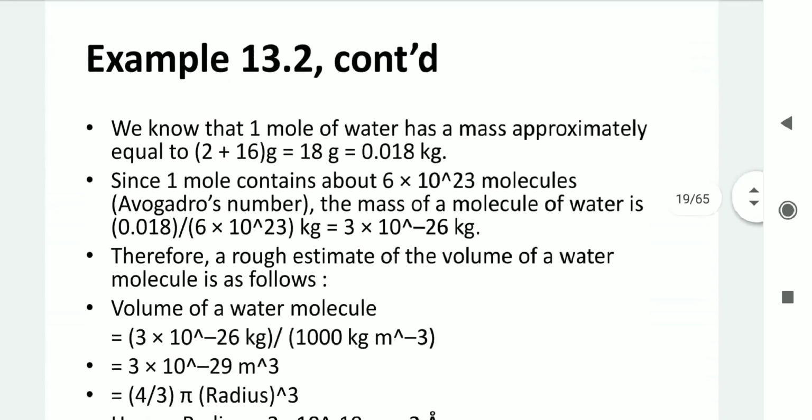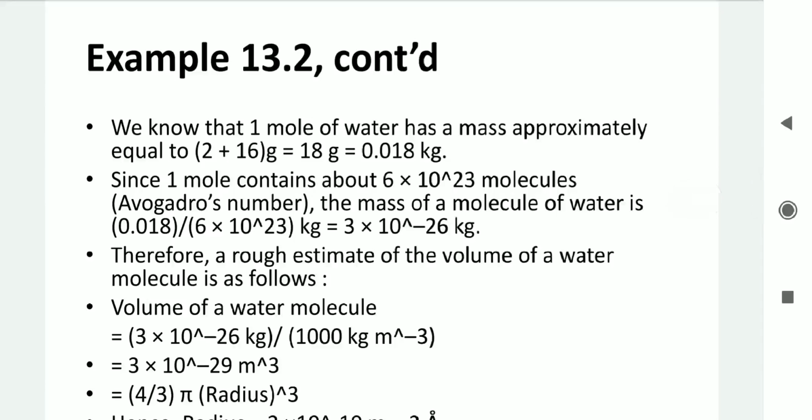So for that, 1 mole of water is equal to 2 plus 16 gram, that is 18 gram, converted into kilogram, so that is 0.018 kilogram. One mole contains 6 into 10 raised to 23 molecules, so 0.018 kilogram contains how many molecules? Let us divide by the number of molecules in 1 mole and we get 3 into 10 raised to minus 26 kilogram of mass. This is the mass of a single molecule of water.